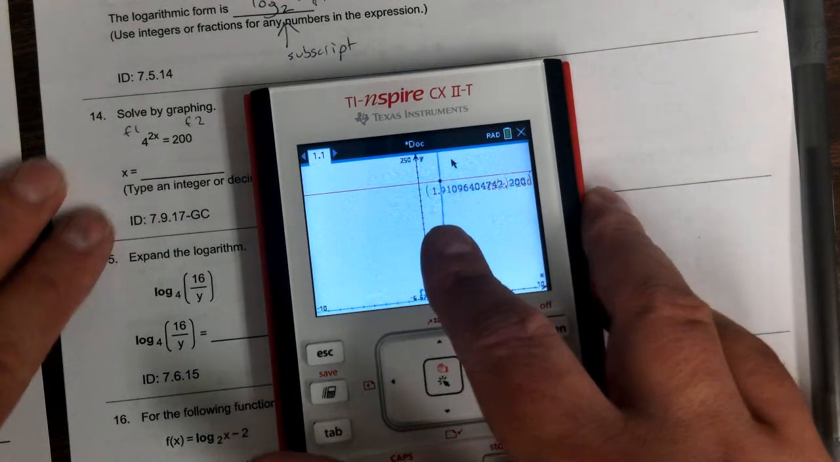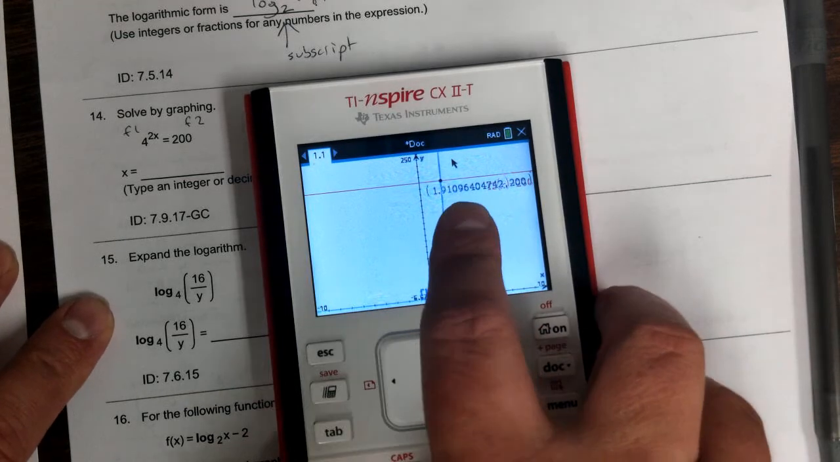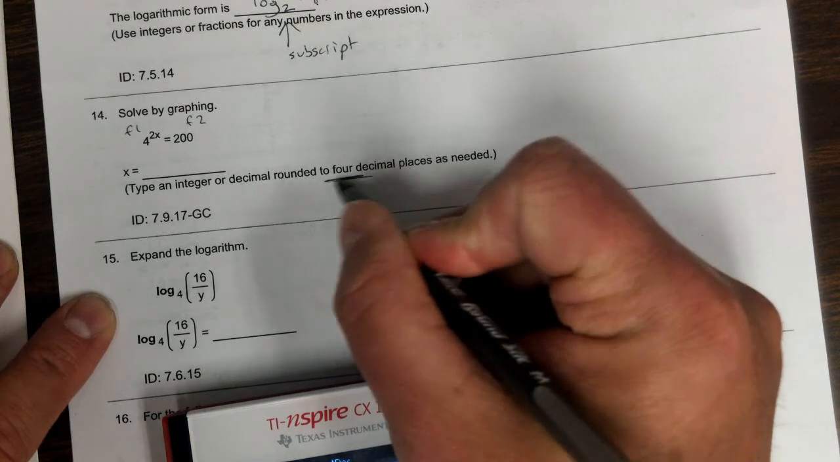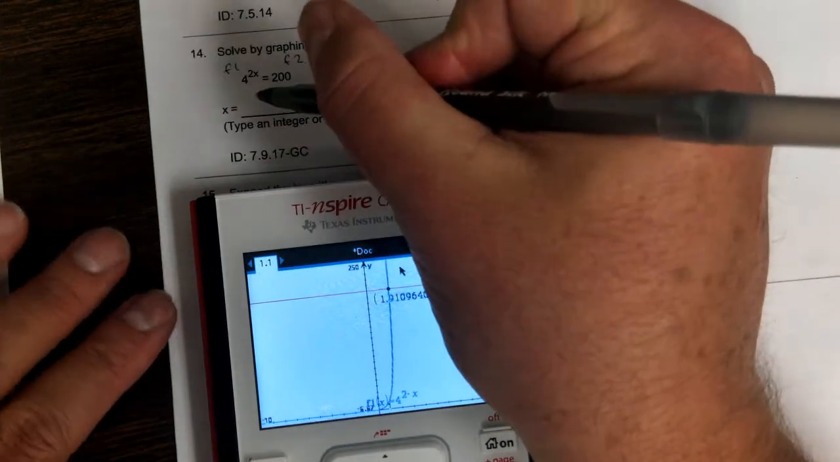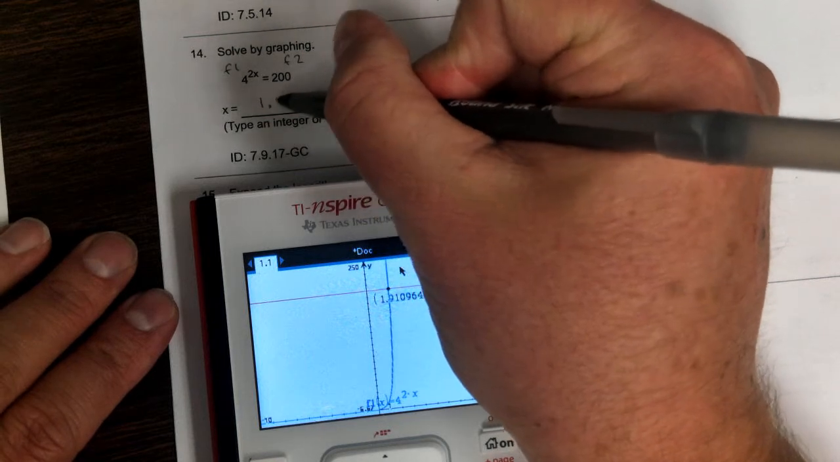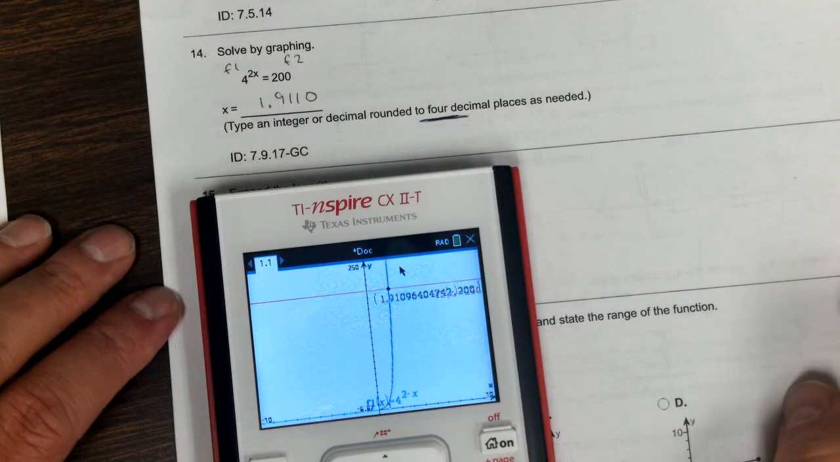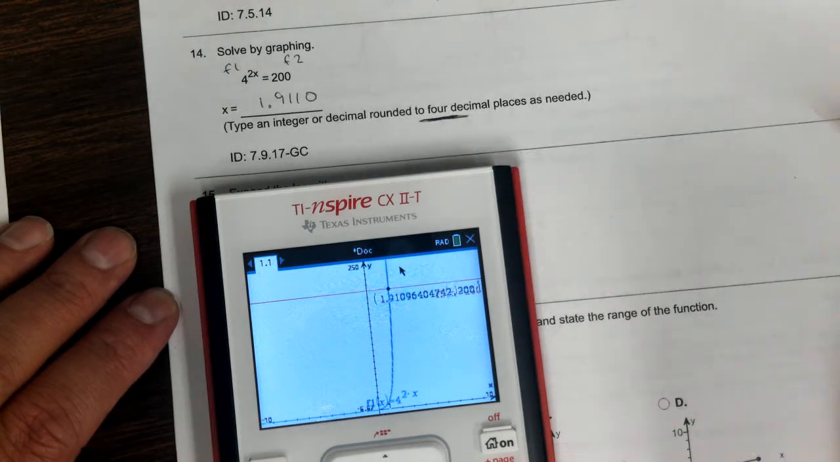That's 1.91109. They really do want a lot of decimal places, 4 decimal places. So they want 1.9110. Remember, if it says GC, that means graphing calculator.